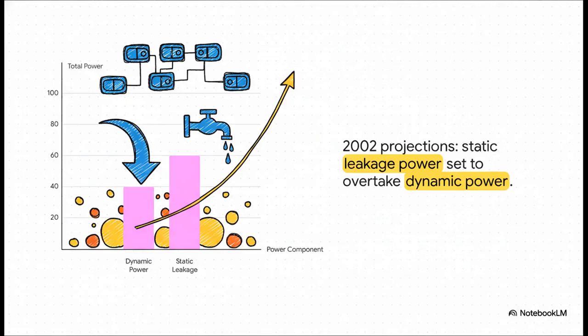And this chart shows you exactly why he was so worried. These projections from the industry itself show this absolutely terrifying trend. While dynamic power, the energy to flip the switch, was going down, which is good, the static leakage power, that drip, was shooting up exponentially. It was a collision course that was threatening to bring all the progress of Moore's Law to a dead stop.